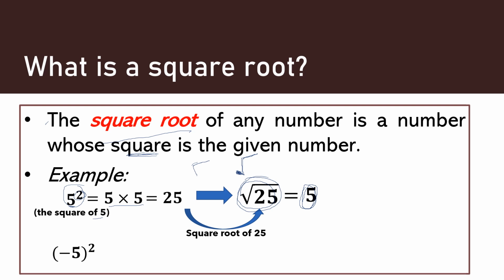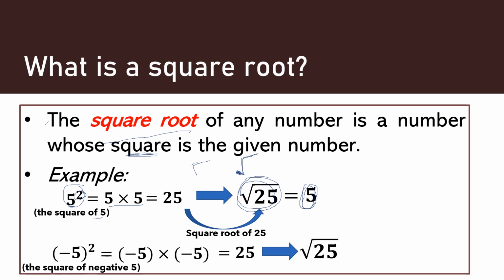We have here another example. We also have negative 5 as the base, and then it is squared. When we expand this, we will have negative 5 times negative 5. Based on our discussion on integers, when we are multiplying two negative numbers, the result is positive. So we can then go back to our expression, the square root of 25, and the square root of 25 can also be equal to negative 5.